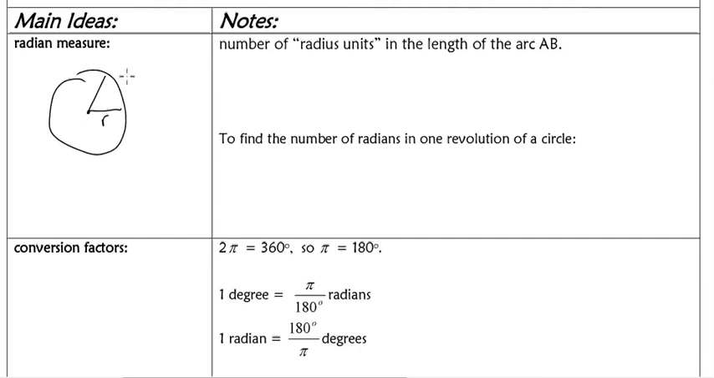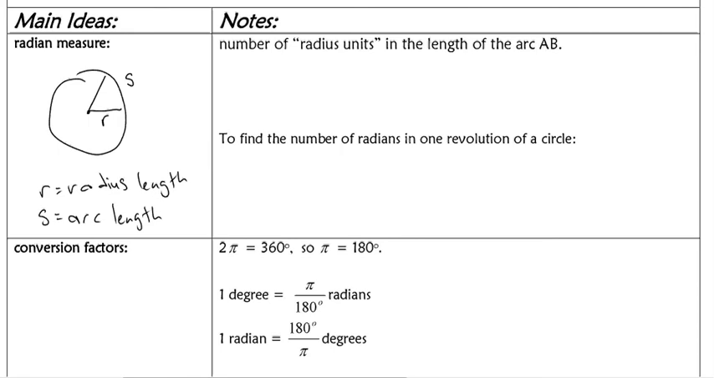Up here we have S. This is going to be our arc length. So R is the radius length of the radius, and S here is going to be our arc length.